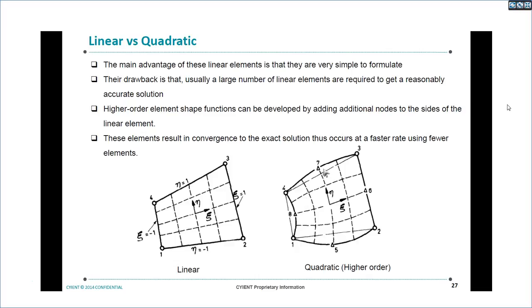If you put mid-side nodes at the mid-side locations, then this element is called a quadratic. One of the important aspects of quadratic is that with fewer elements we get accurate results.